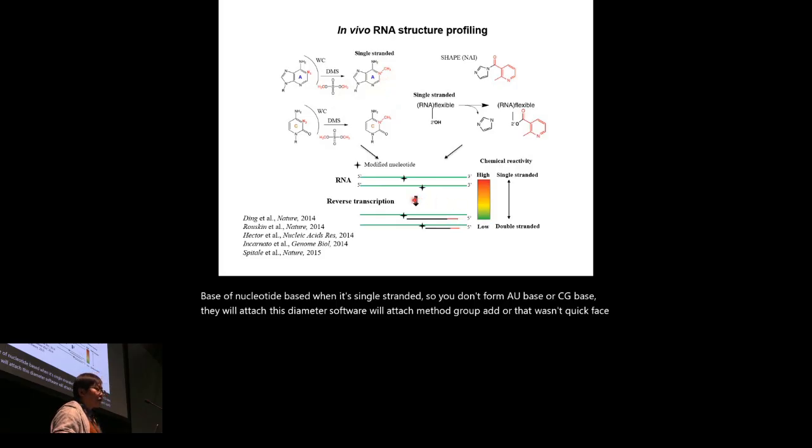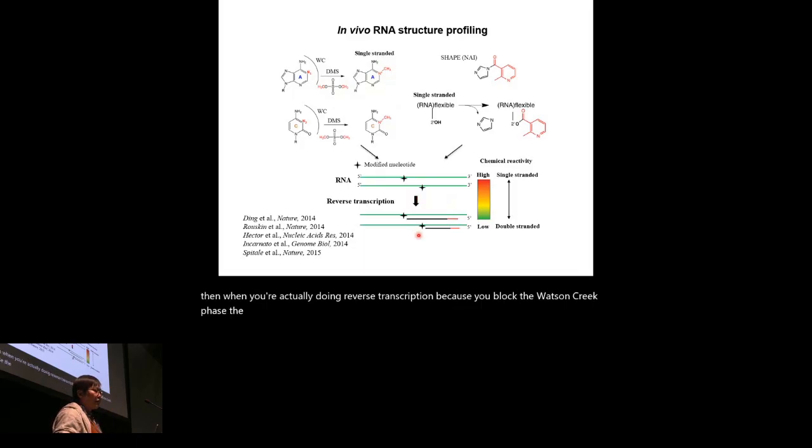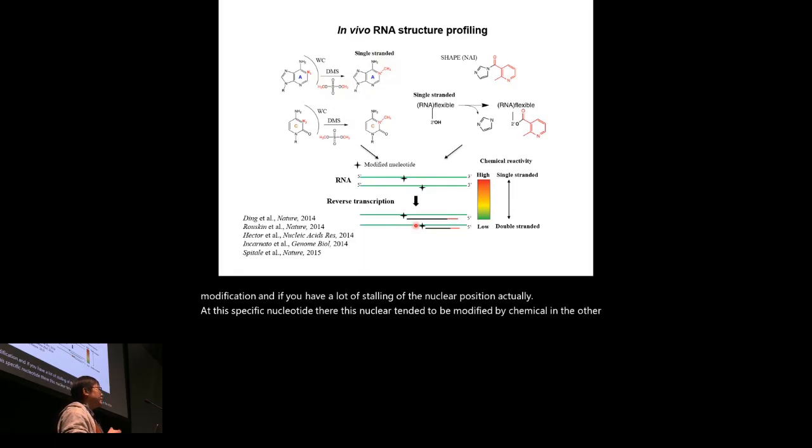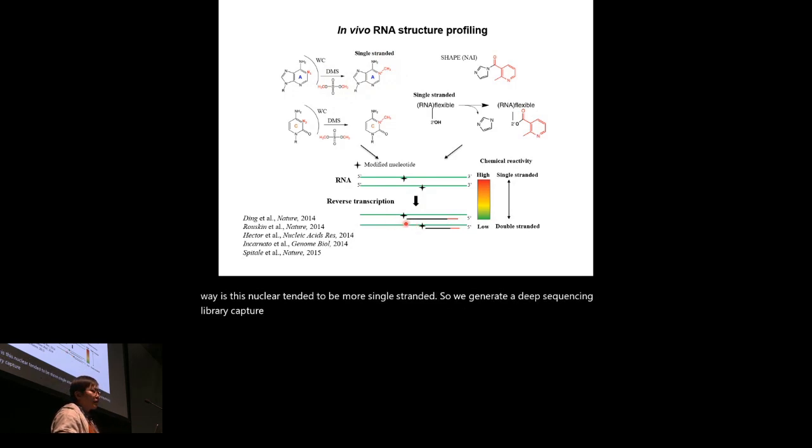Then when you do reverse transcription, because you block the Watson-Crick face position, the reverse transcriptase will stall at the nucleotides which got a modification. If you have a lot of stalling at a specific nucleotide, then this nucleotide tended to be modified by the chemical, in other words, tended to be more single-stranded. So we generate a deep sequencing library, capturing all this stalling information during reverse transcription. Then through bioinformatics tools, we can derive something called chemical reactivity. The more stalling at a specific nucleotide, the higher the chemical reactivity.